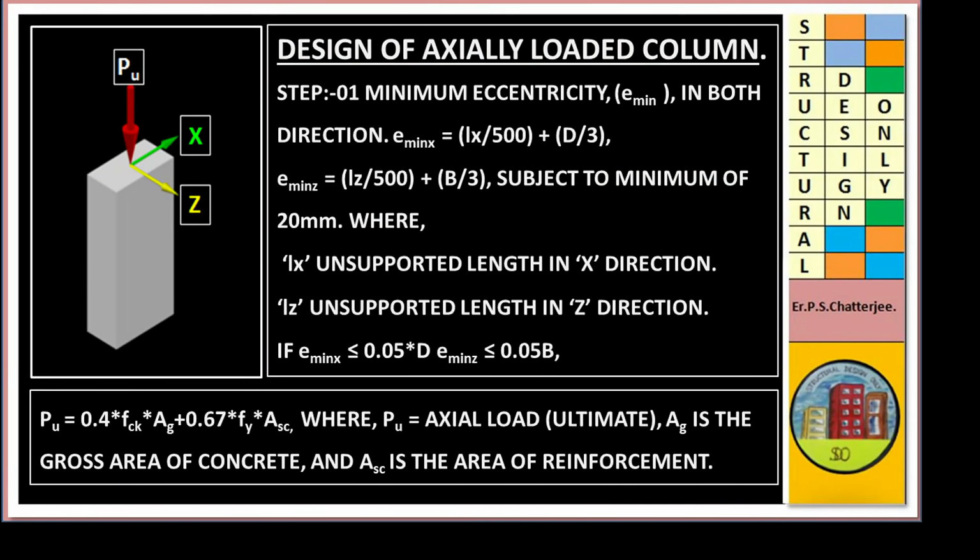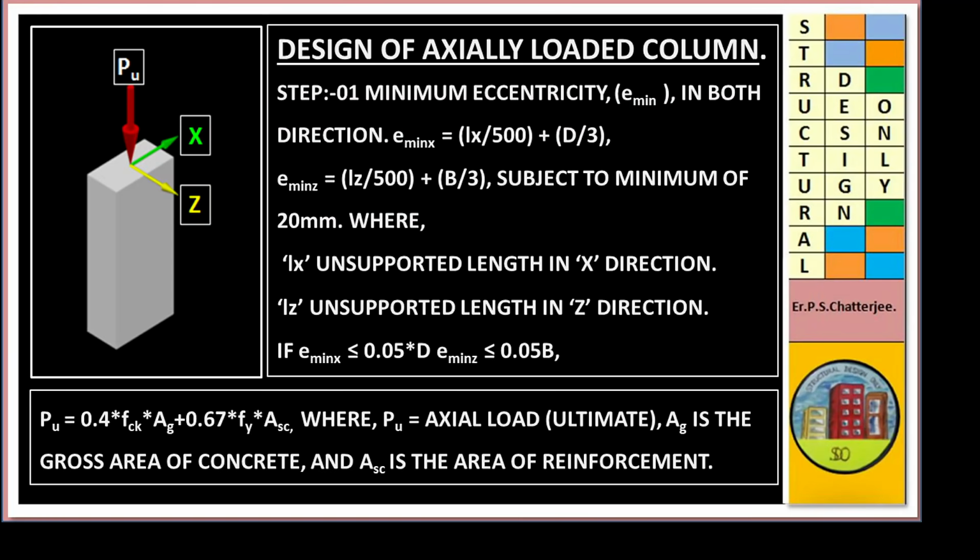Design of axially loaded column. Step 1: minimum eccentricity, E minimum, in both directions. E minimum x is equal to Lx divided by 500 plus d by 3. E minimum z is equal to Lz by 500 plus d by 3, subject to minimum of 20 mm, where Lx and Lz are unsupported length in x direction and z direction.